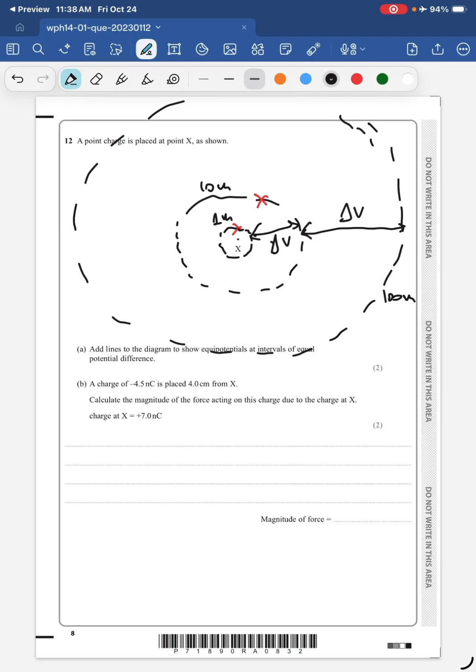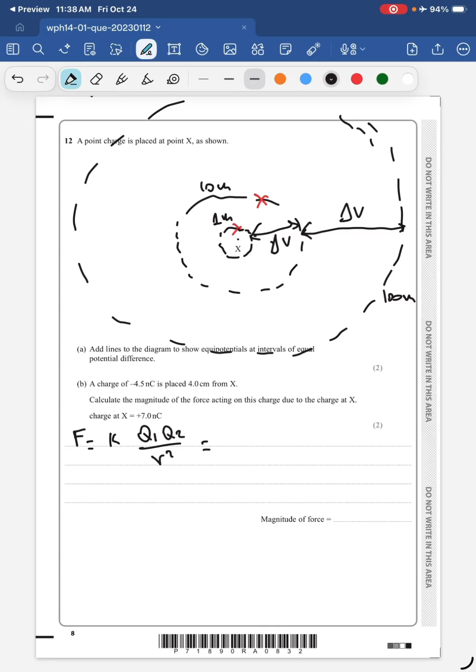Okay, and they give us the charge at X. Sorry, it took me a moment to understand that actually this charge was given, because I was like, okay, how on earth are we going to calculate that? So, okay. So the force is given by Coulomb's law, K Q1 Q2 over R squared.